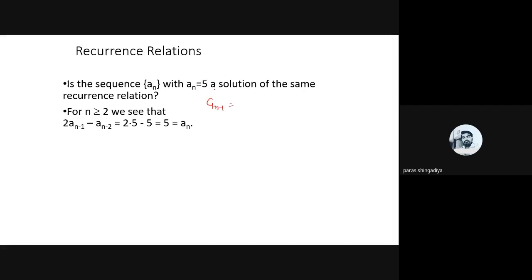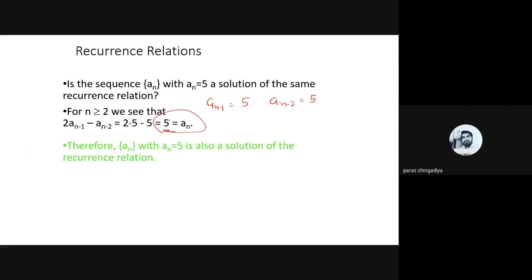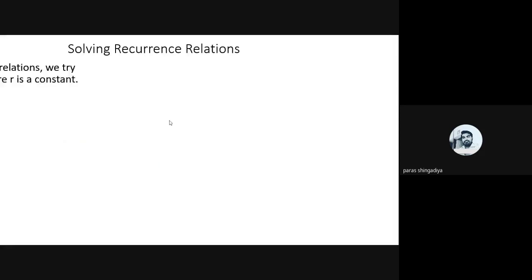And now the second one, a_n = 5. It is also a solution of the recurrence relation. So how can we check a_n = 5? The same way, 2a_{n-1} - a_{n-2}. So a_{n-1}, since a_n = 5 there, is also 5. There is no n term. And a_{n-2} is also 5. So replace it here: 2 into 5 minus 5 is equal to 5, and that is the solution. So we can see that a_n = 5 is also a solution of the recurrence formula. These are the two related examples of this one.